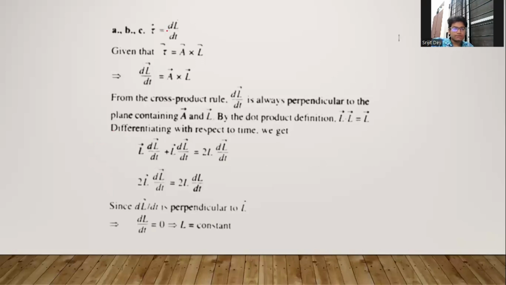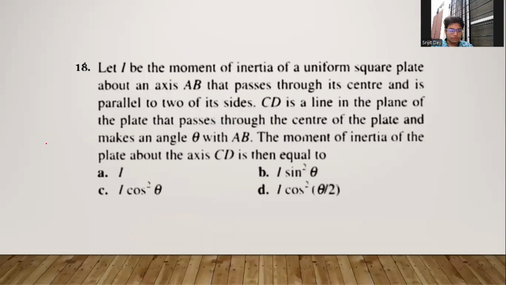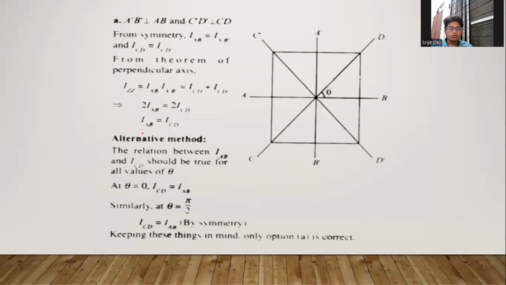If you do, torque is basically your dL/dt, that's the change in angular momentum. The torque is given if you do dL/dt. From there you will do the differentiation, and from the differentiation you will get your conclusion. So first will be dL/dt equal to 0, L is constant, and dL/dt is perpendicular to L. Over here, you need to do nothing.